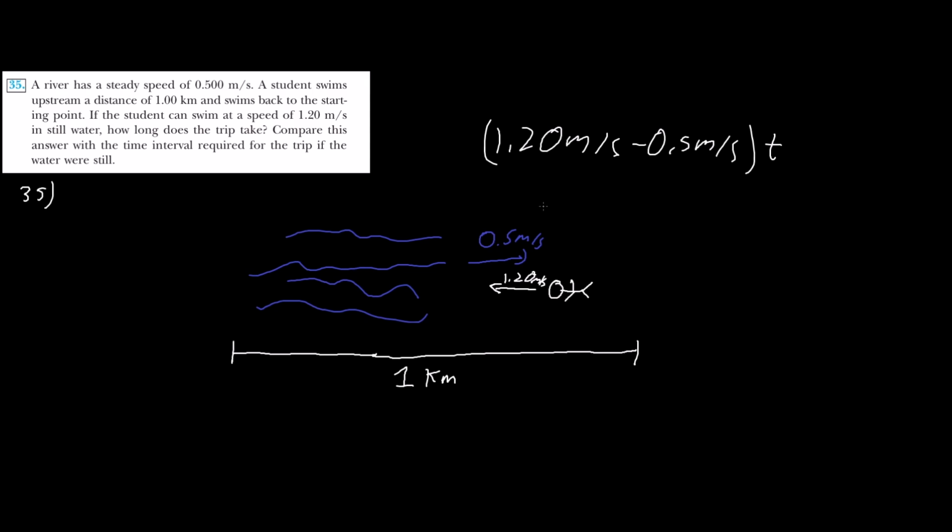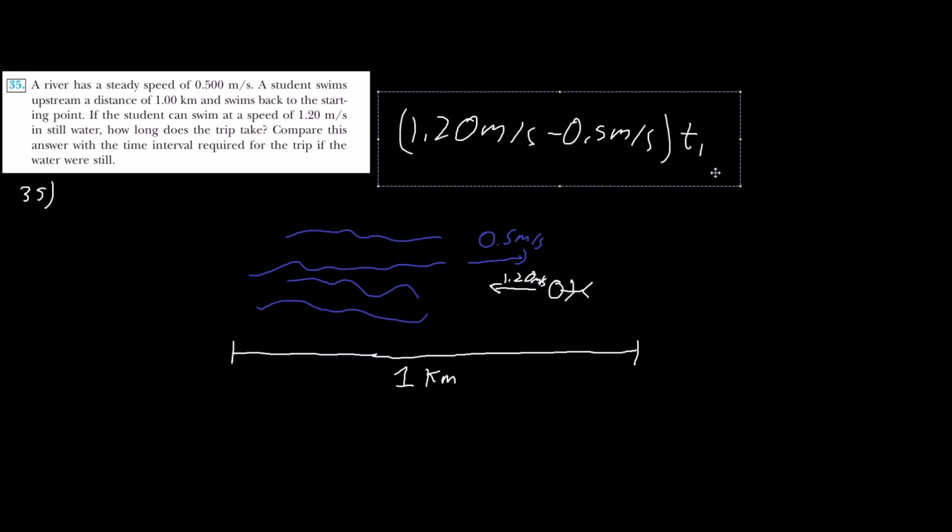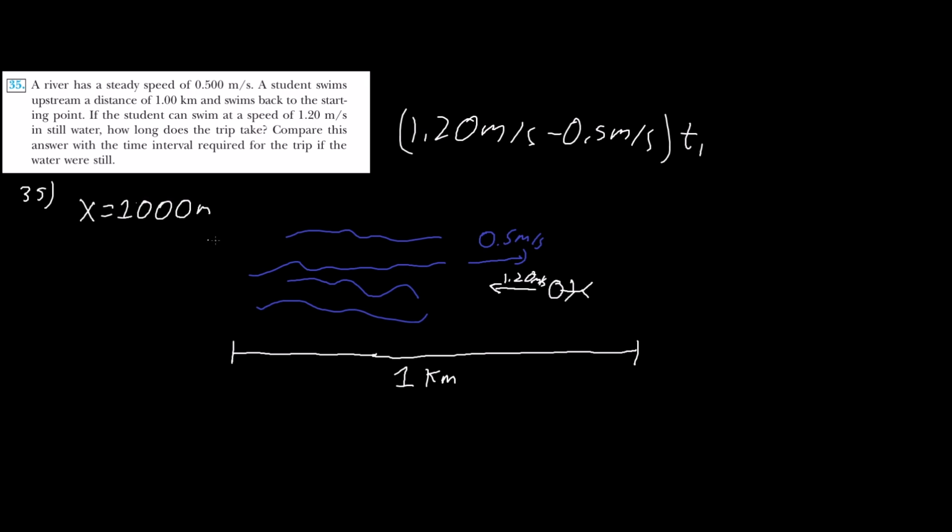I guess we'll call that T1. I'm not going to worry about the 1 kilometer just yet. I'm just going to set this up first. So T1 is going to be how long it takes to go from this point to 1 kilometer. And remember, folks, that X is 1 kilometer, so X is going to be 1,000 meters.